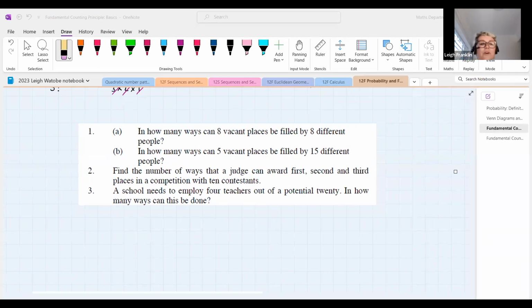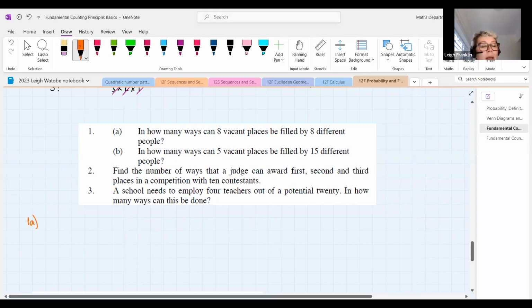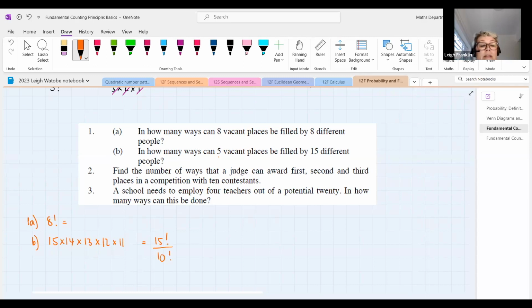Okay, so just quickly running through the answers, there were just a couple of people that wanted some clarity. In 1A, 8 places filled by 8 people, that would be 8 factorial, and we can write down what we would get. In part B, we've got 5 places filled by 15 different people. So that would be 15 by 14 by 13 by 12 by 11. Or, as Leanne likes to do it, it would be 15 factorial over 10 factorial.